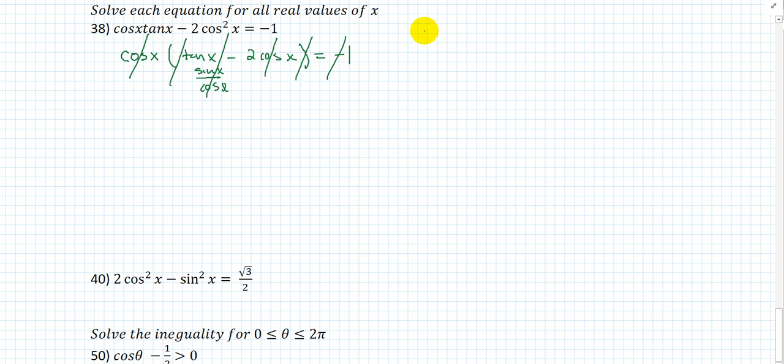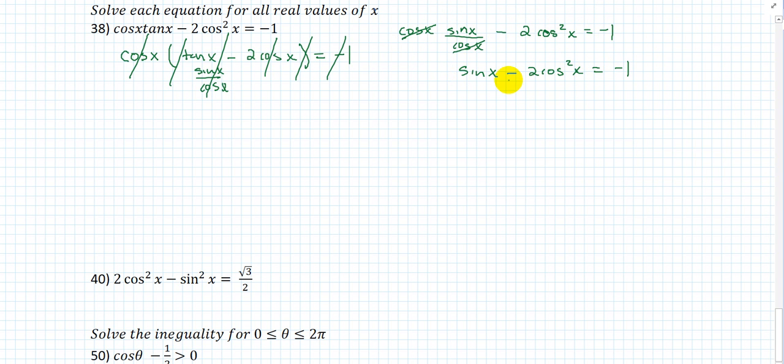So I look at cosine and tangent x again. I could have canceled out the cosines, because tangent is sine x over cosine x. That's my cosine x tangent x, and I have minus 2 cosine x equals negative 1. If you notice, these cancel out, and now I have sine x minus 2 cosine squared x equals negative 1.